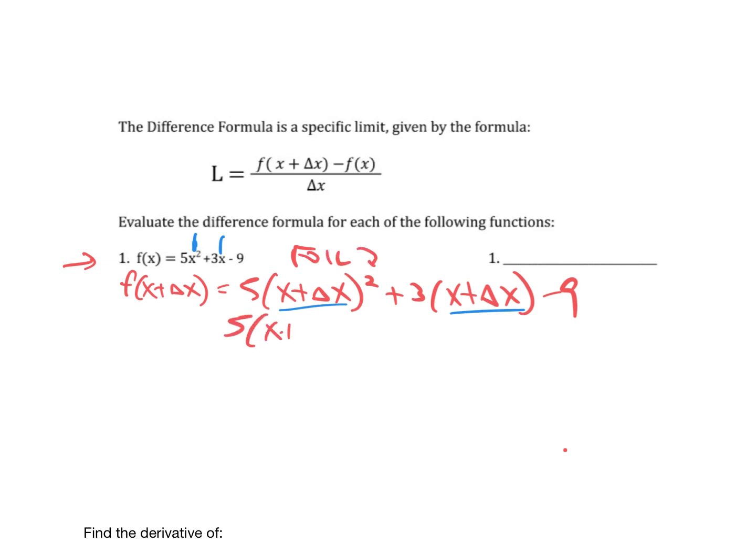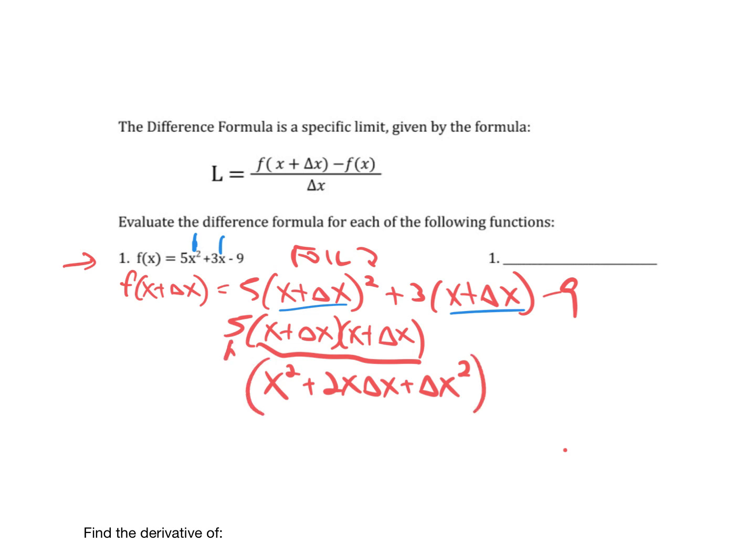You're going to have to do 5 times x plus delta x times x plus delta x. So I'm going to FOIL out. So I'm going to get x squared plus 2x delta x plus delta x squared. That's what I get when I FOIL x plus delta x. I still have that 5 out in front. So now what I'm going to do is distribute that 5. So I'm going to have 5x squared plus 10x delta x plus 5 delta x squared.